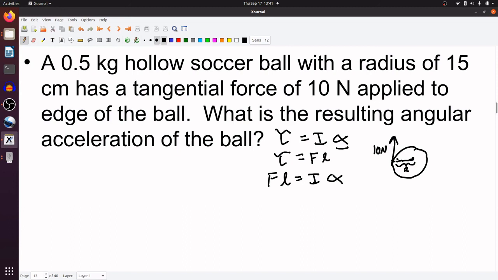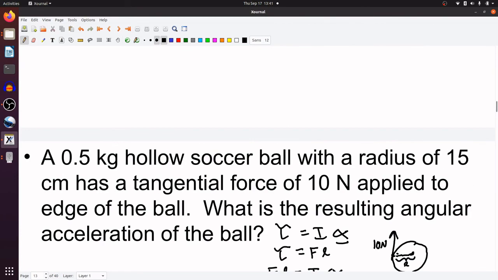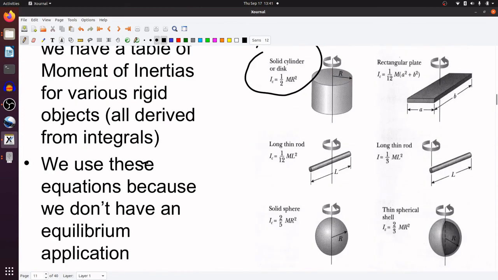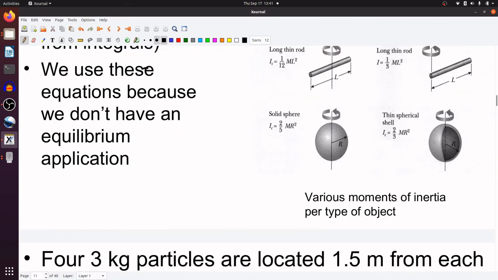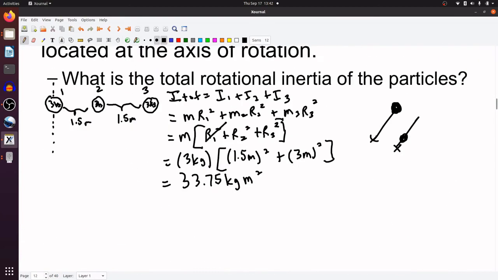I'm looking for alpha, so I should go ahead and solve this for alpha. So that's F L over I equals alpha. What is force? Force is 10 newtons. What is the lever arm? That's the radius. Careful, it's in centimeters, so 0.15 meters, all over I. I don't know what I is, so I'm going to go up here. It says hollow, so that's a thin spherical shell, and that's going to be 2/3 m r squared.